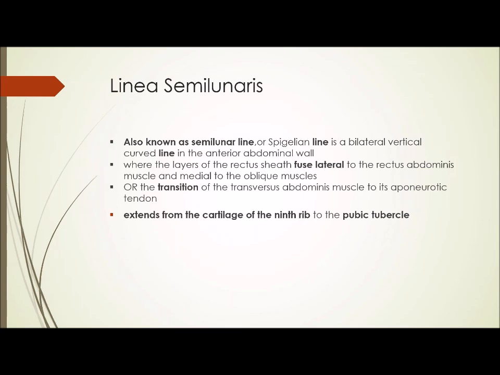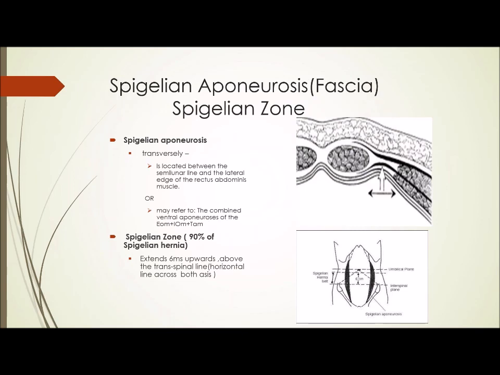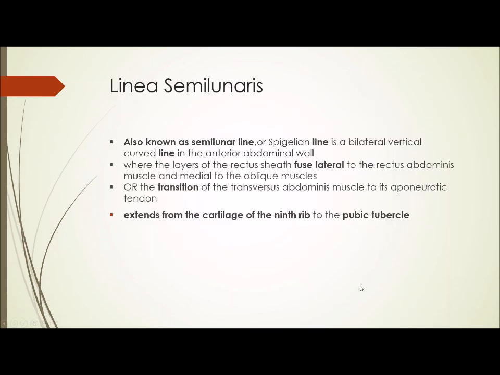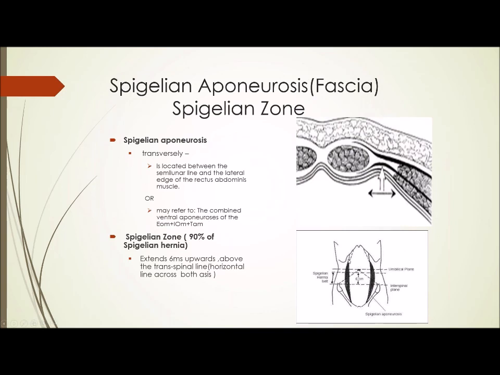So where is this line? This is basically a line where the rectus sheath has fused, lateral to the rectus abdominis muscle and medial to the oblique muscle, right? If you look at this figure, these are basically the muscles fusing out here and there. So here you have the semilunar line or the spigelian line. This is the line we're talking about. It extends from the ninth rib to the pubic tubercle. You can see this very well out here.